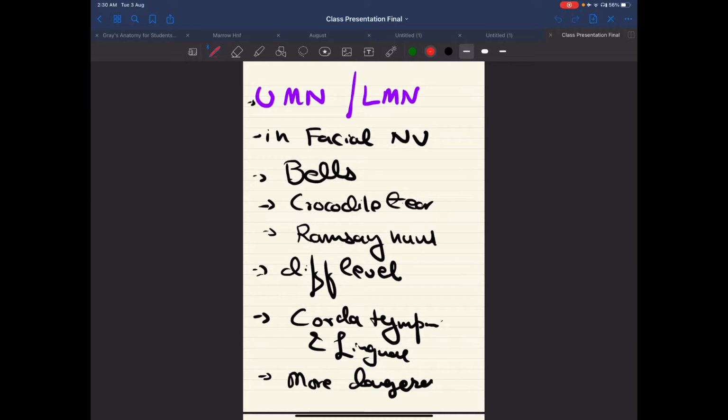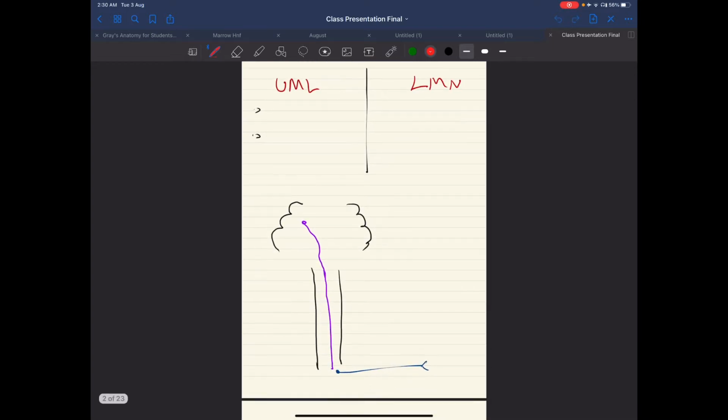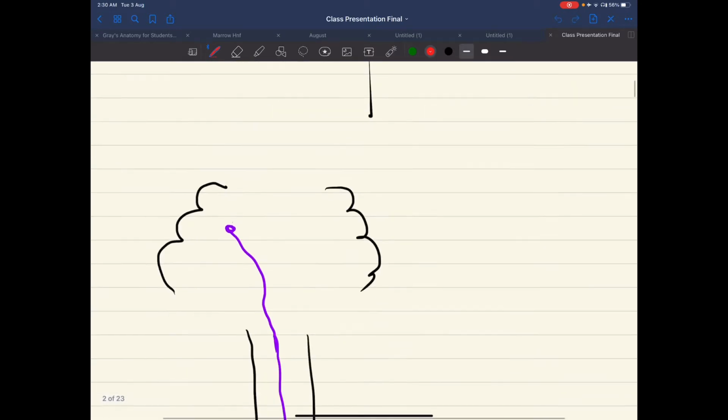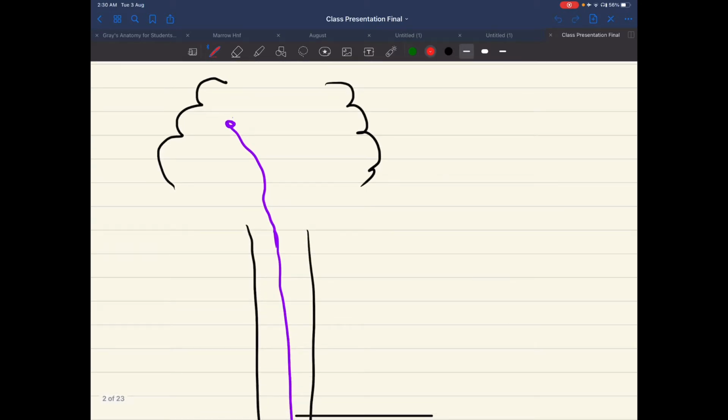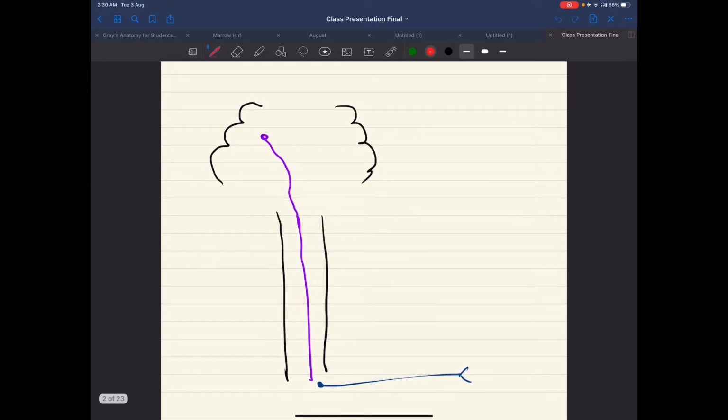Okay. So first, we'll talk about what is upper motor neuron palsy versus lower motor neuron palsy. So in this diagram, as you can see clearly, the purple one, this one is an upper motor neuron, and this one is a lower motor neuron. Okay, upper motor neuron is the motor neuron in the central nervous system, and the lower motor neuron synapses with the upper motor neuron and takes the sensation from the central nervous system to the muscle or to the gland.